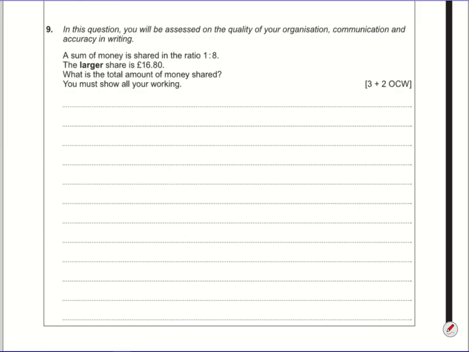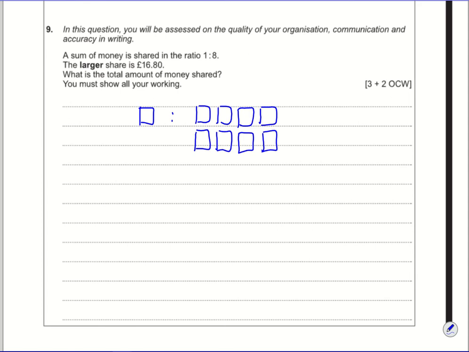Number 9 then, ratio. Now be careful with ratio. A lot of people will just dive into it and see the 1 to 8 and assume that they're going to be dividing by 9. That's not always the case, and it's not the case on this question. So we've got 1 part to 8 parts, and again, drawing boxes helps you to see it, it helps you to get your head around what's actually happening. I do recommend for ratio you draw out your boxes.